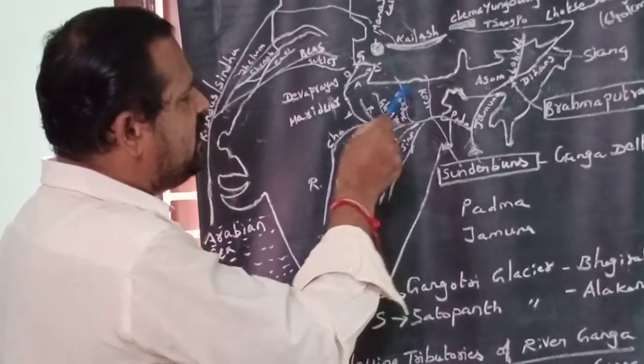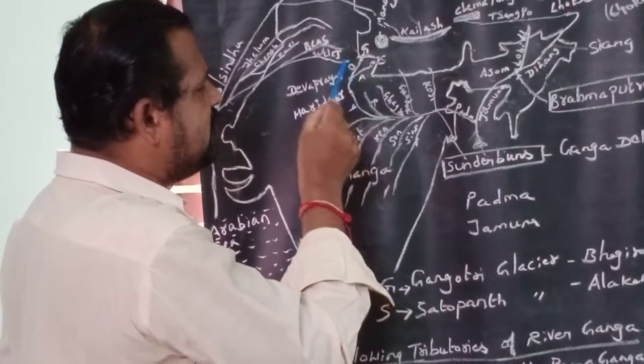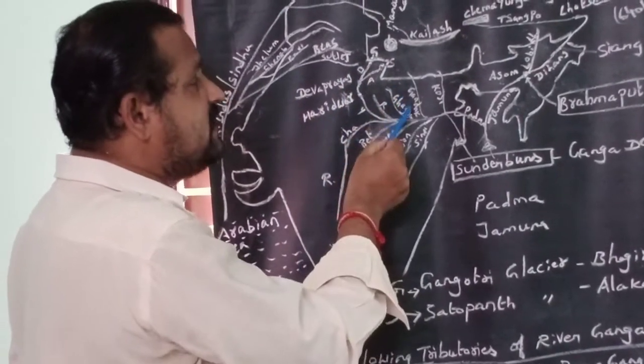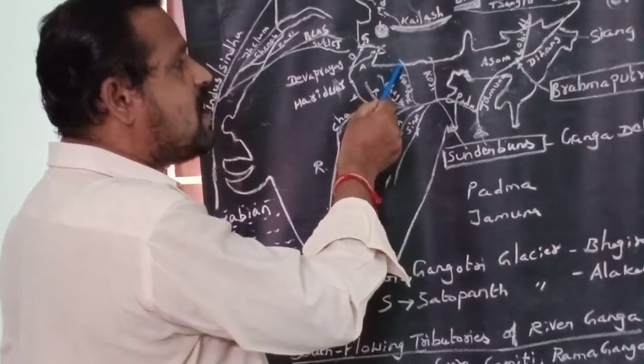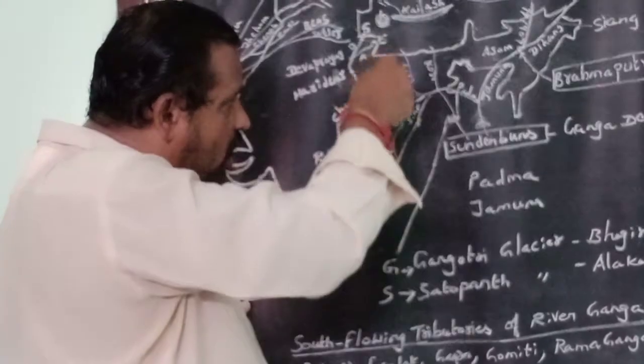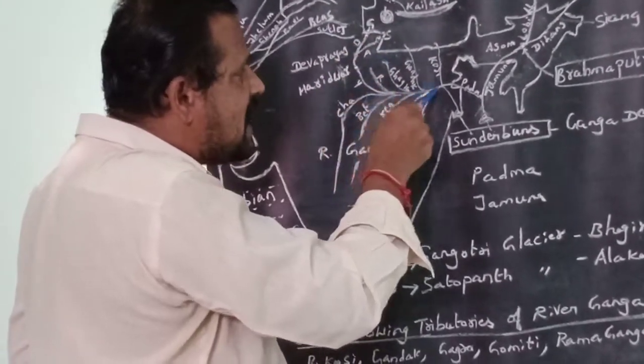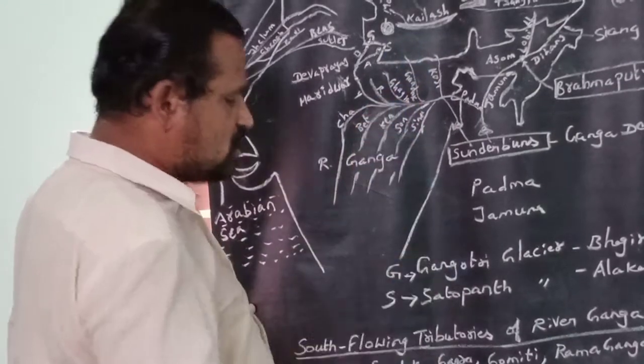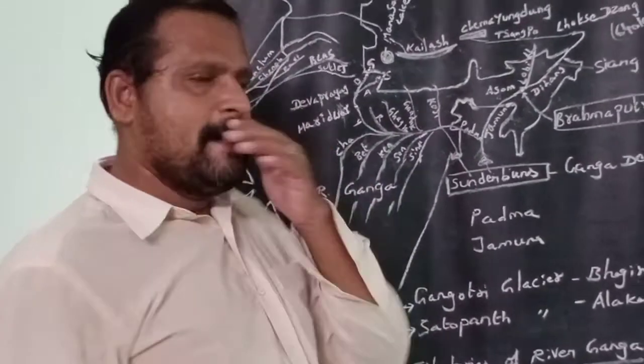Whereas the rivers Kosi, Gandak, Ghadra, Gomati, Yamuna, and Ramaganga originate in the Himalayas in the north and flow towards the south and join the Ganga river. So these rivers are called south flowing tributaries of river Ganga.